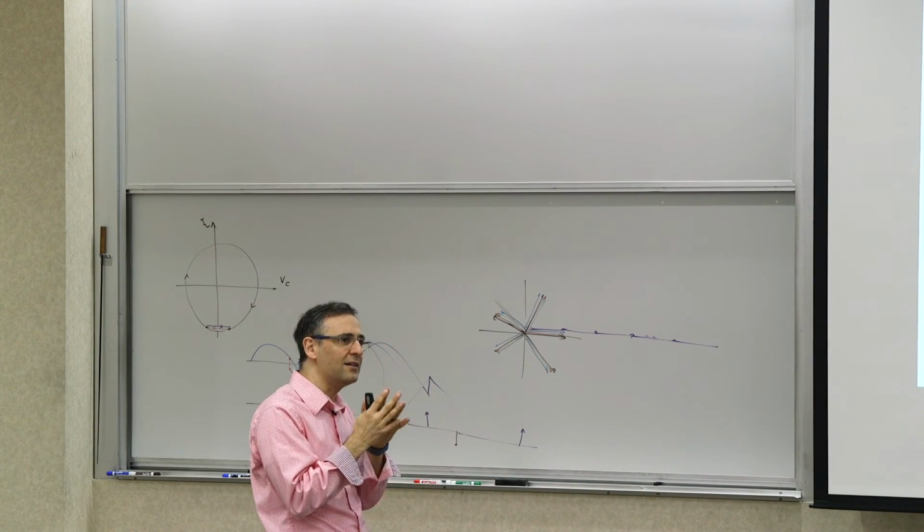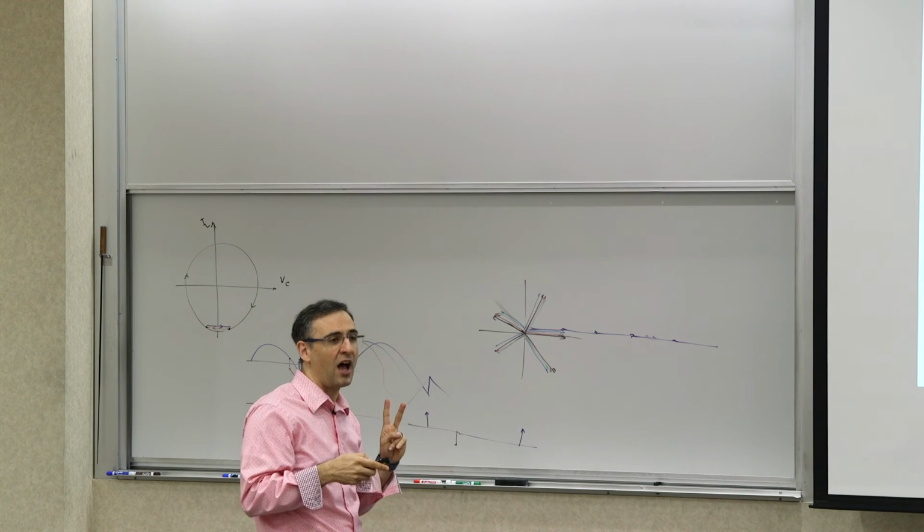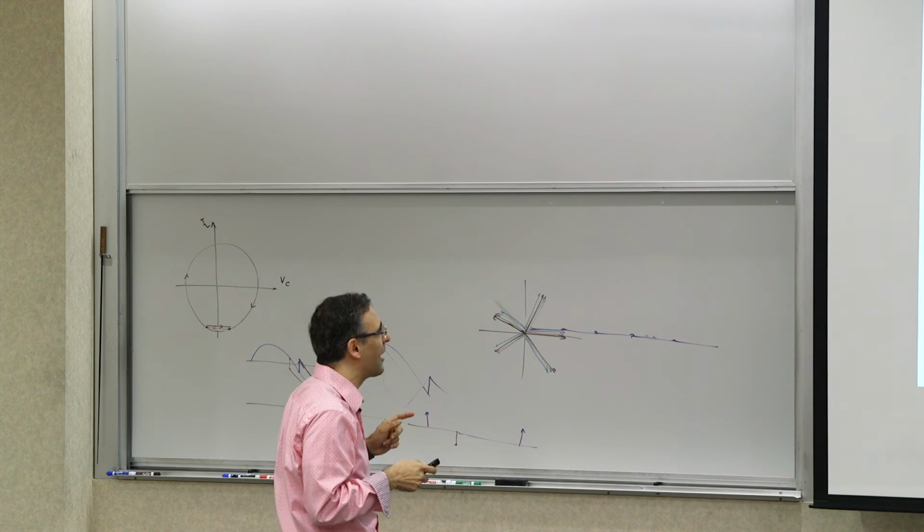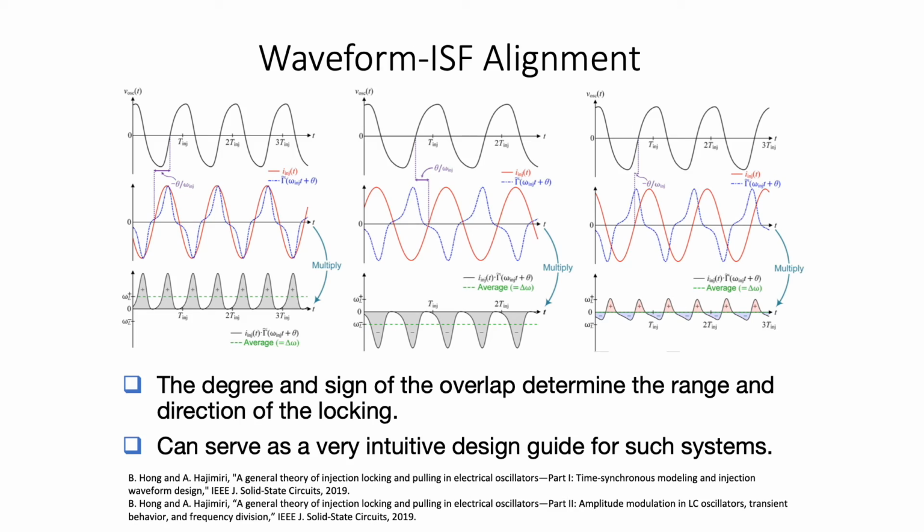So why does this matter? Because it allows you to do design. First of all, let's see how it looks. For example, in this plot, on the right-hand side, you have a situation where the injection frequency is around the oscillation frequency itself. So you're trying to inject around the frequency of oscillation, not much higher, not much lower.